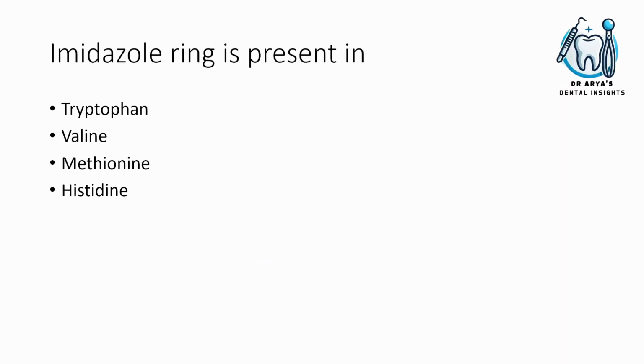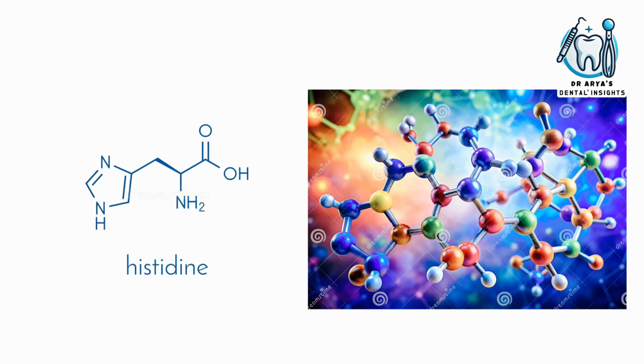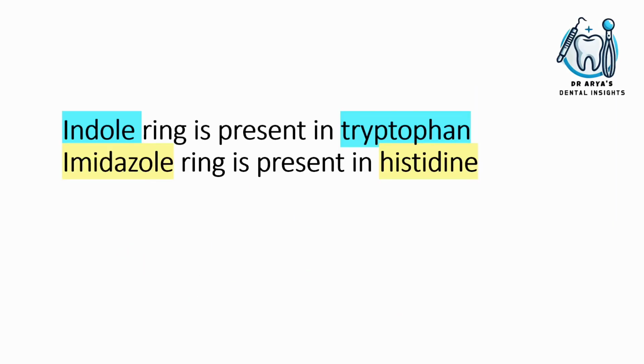Another related question is, what is the imidazole ring and in which amino acid is this ring present? Is it tryptophan or valine or methionine or histidine? So this is the imidazole ring, and this is present in histidine. So the indole ring is present in tryptophan and the imidazole ring is present in histidine.